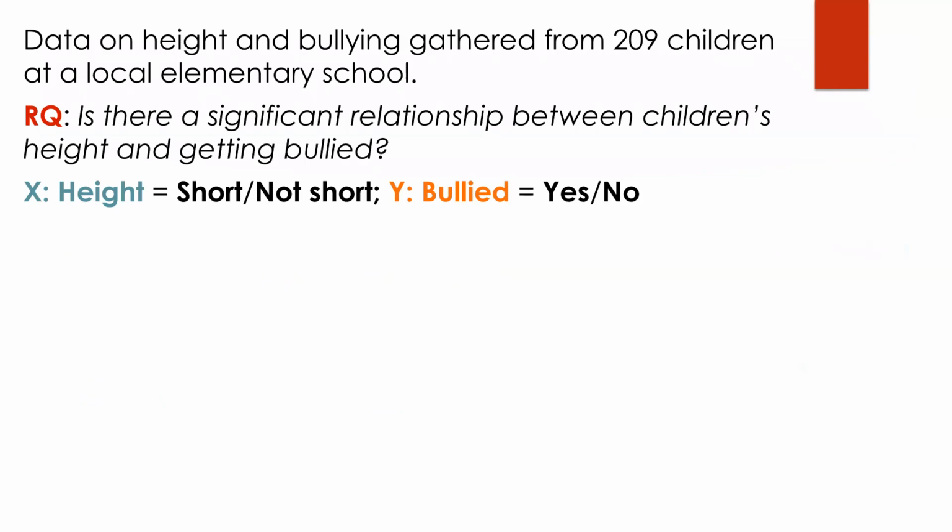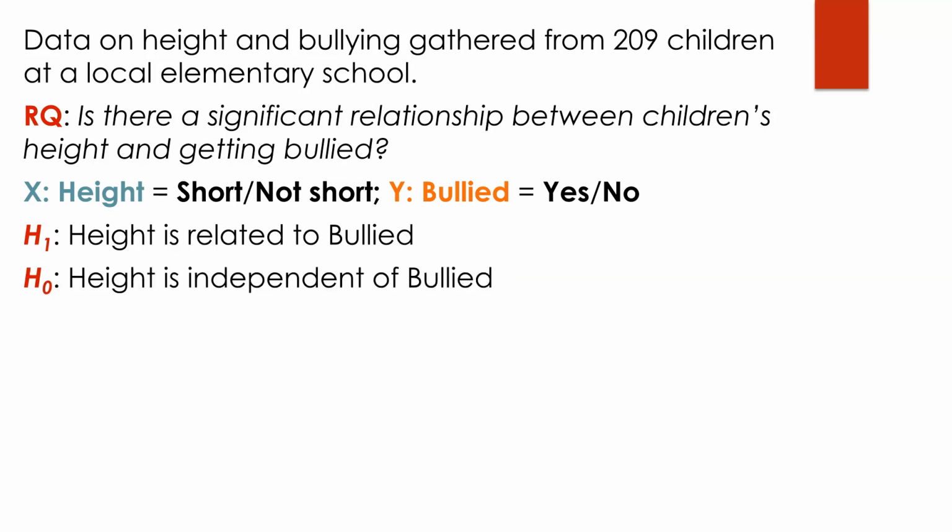Now, let's put this together. So here's our setup. Go to an elementary school, 209 kids you've studied. You have your research question, you have your variables, we have our hypotheses. I've abbreviated them here for the sake of space, but you're expected on your assessments to write them out as I've shown you on the hypothesis slides. Okay, so height is related to bullied, height is independent of bullied.